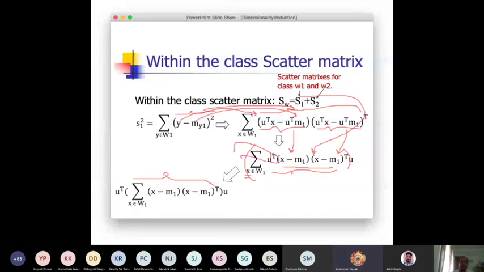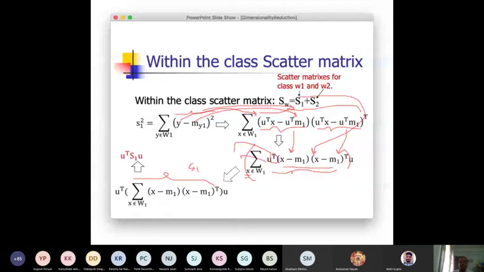We defined it earlier. What is it called? This is S1. This is a scatter, isn't it? Yes, sir, class 1. So we can write S1 squared very nicely as U transpose S1 U.